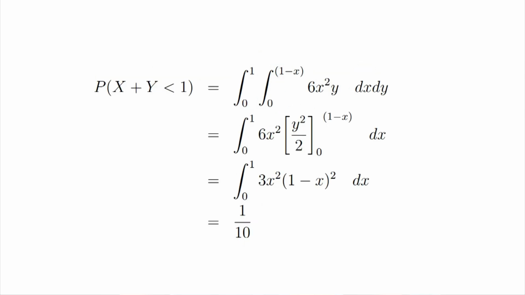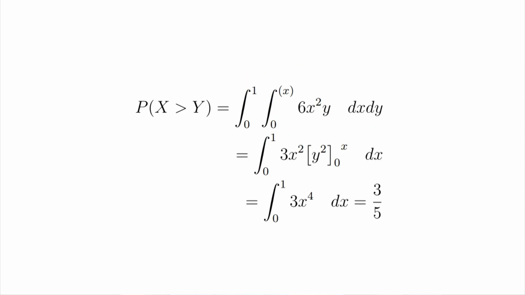Then probability of x plus y less than 1 is equal to integral 0 to 1 integral 0 to 1 minus x 6x square y dx dy. On solving and simplifying, we have the value as 1 by 10.